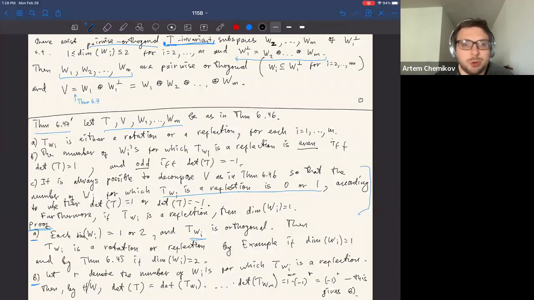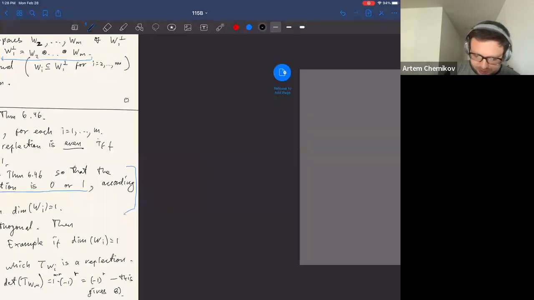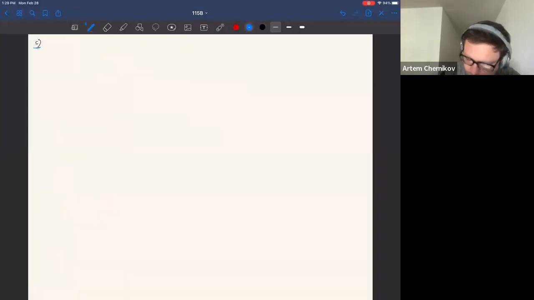Part C requires a bit more work. You see, A and B were just combining the results you already know. So for part C, we need to do a bit more work. Let's try to understand what goes on here. In this case, we let E consist of all those vectors x in V such that T of x is equal to -x. So far I'm just defining a set E like this, consisting of all vectors for which T of x is equal to -x. What can we say about this set? First we can note that this is a T-invariant subspace of V.